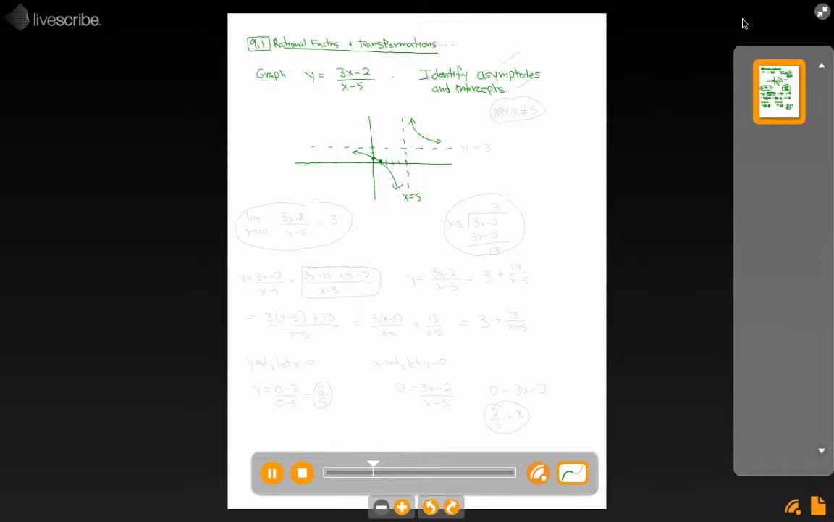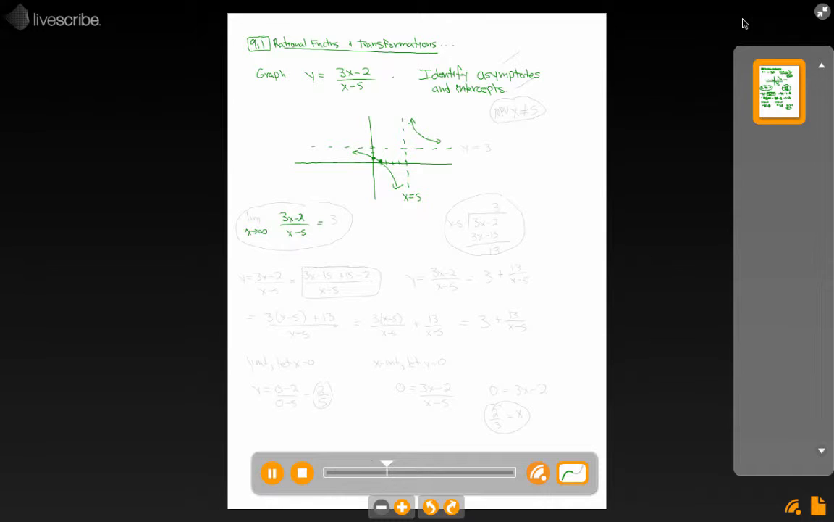Now the horizontal asymptote, there's a few different ways of finding it. For those of you that go on to calculus, the easiest way to find this is to look at what happens as huge numbers go in for x. In other words, as x goes towards infinity in this expression, (3x minus 2) over (x minus 5).